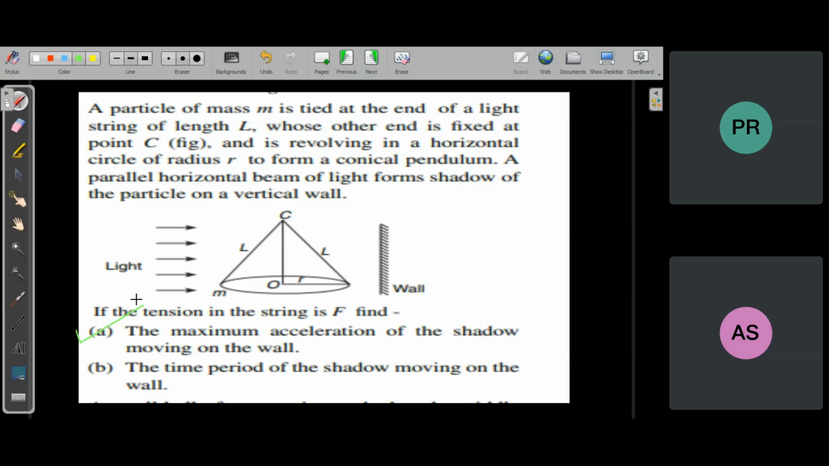How did you calculate omega in the first case? Sir, by using the equations of motion only. Tell me the equations. Sir, F square equals mg whole square plus m omega square r whole square.